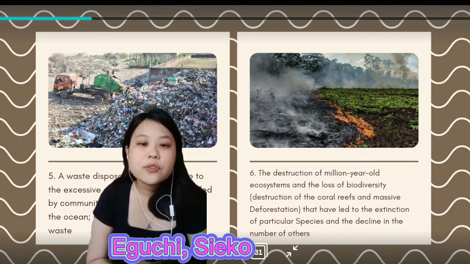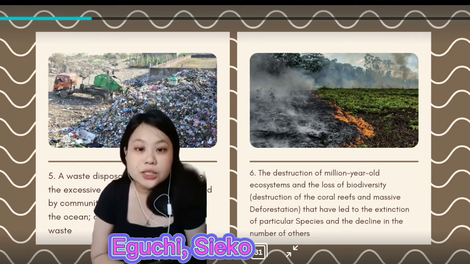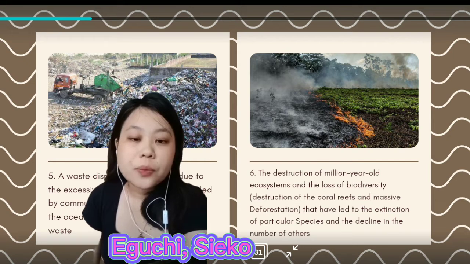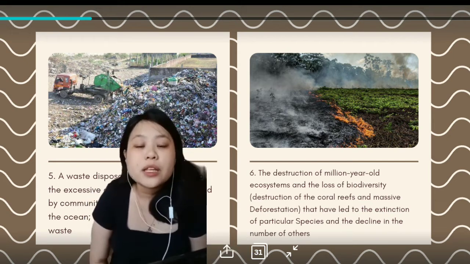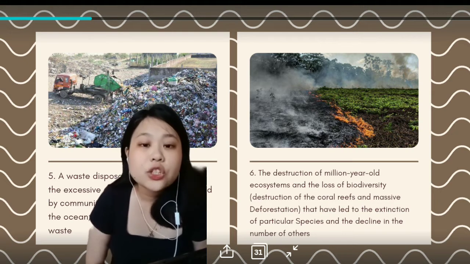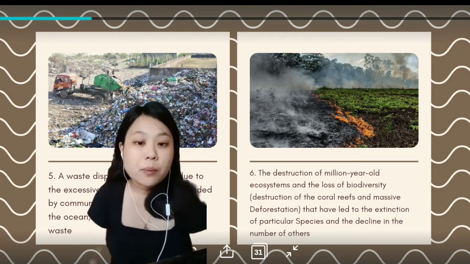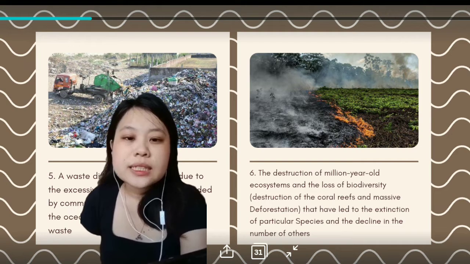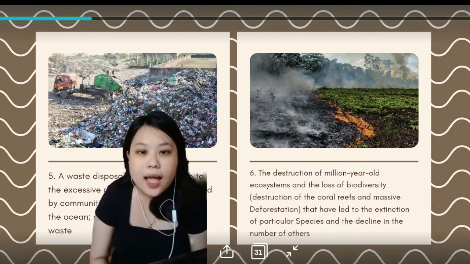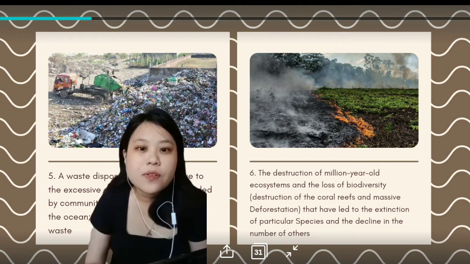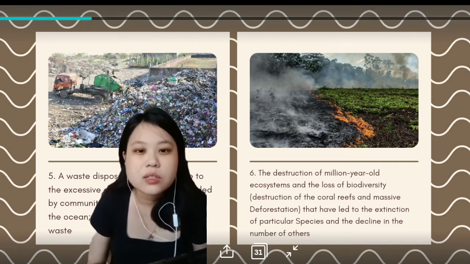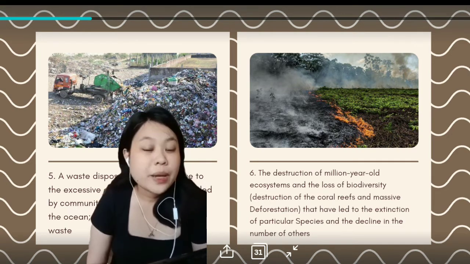I am the second reporter for this group and I am going to continue the discussion about the world's leading environmental problems. So the sixth problem that we have here is the destruction of million-year-old ecosystem and the loss of biodiversity that have led to the extinction of particular species and the decline in a number of others. So when we say loss of biodiversity, this means ang paggamay or ang pagkawala sa mga living organisms or living things in our environment. So unsa may mga hinungdan ani, what are the causes no? Ngano there's a loss of biodiversity.